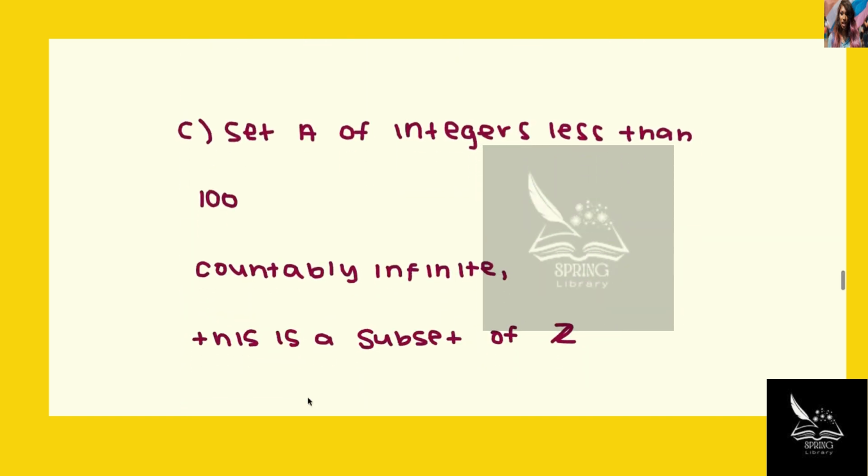Now on to part C, we're given the set A of integers less than 100. Again, this is a subset of Z, so this is countably infinite.